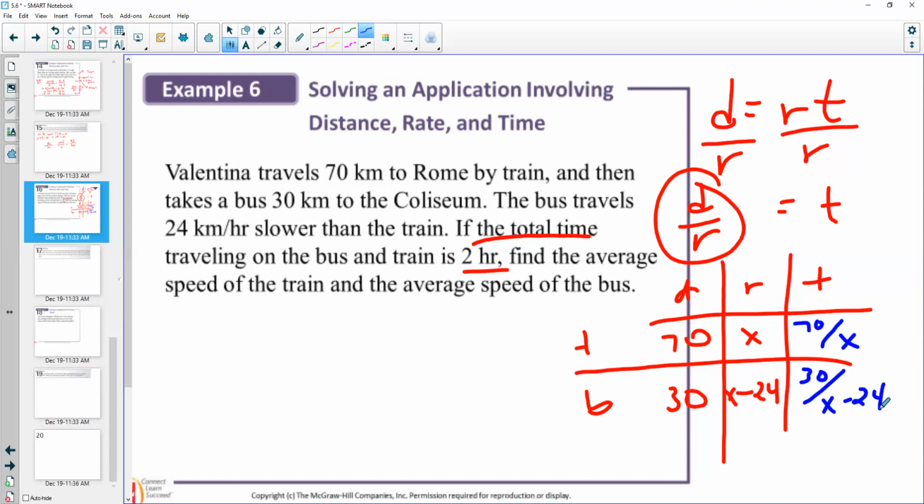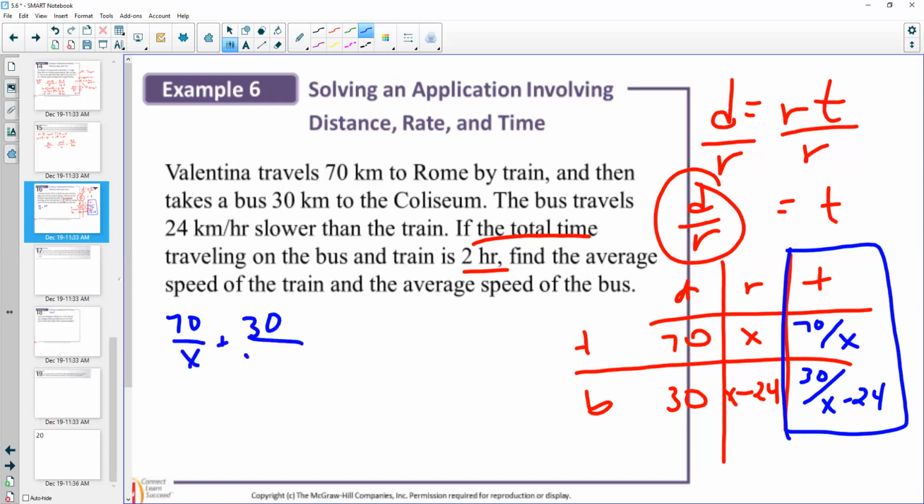So I could do 70 divided by x, that's the time, and 30 divided by x minus 24 is the time for the bus, okay? Now, what I know is that the time she spent on the bus plus the time she spent on the train equal 2 hours, right? So now I can say that. I have 70 over x plus 30 over x minus 24 equals 2.